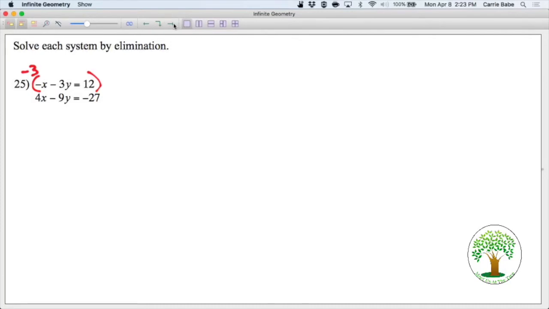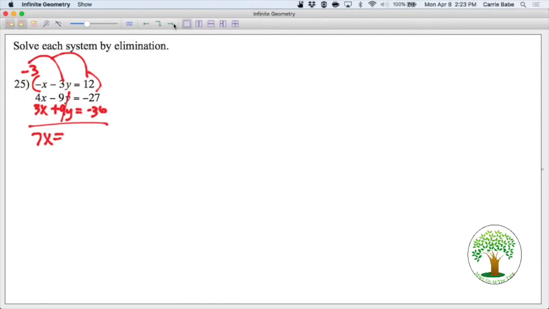So this is going to become a positive 3x. That's going to become a positive 9y. And what is 12 times negative 3? Negative 36. Okay. And I just put it underneath the old one. The y's now cancel. That's why we practiced last week with just having them cancel. So we're going to have 7x.